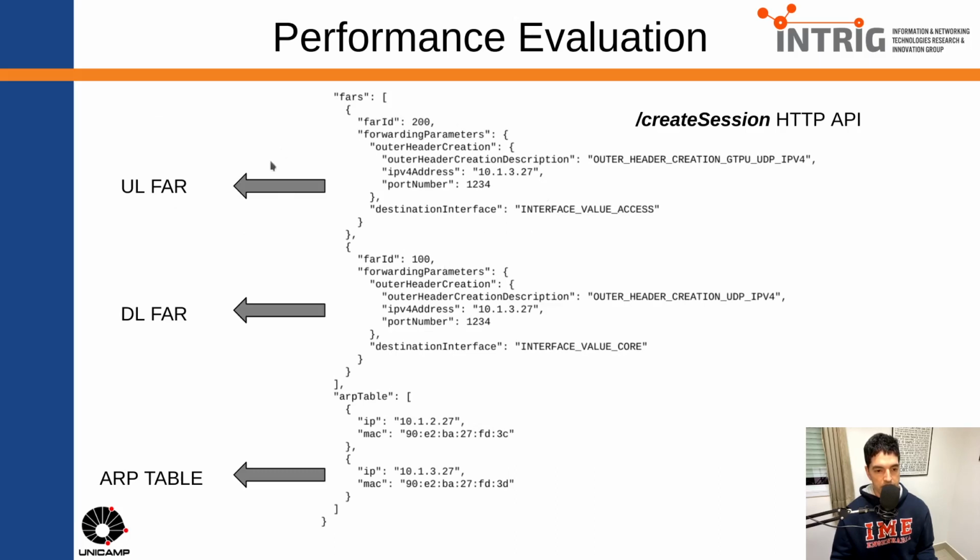And here is the continuation of the message. As you can see here, we have the FAR and the forwarding parameters here for each FAR, and the ARP table.